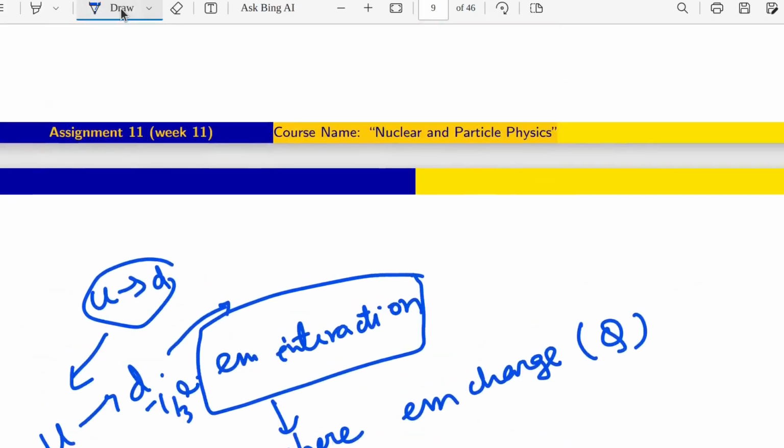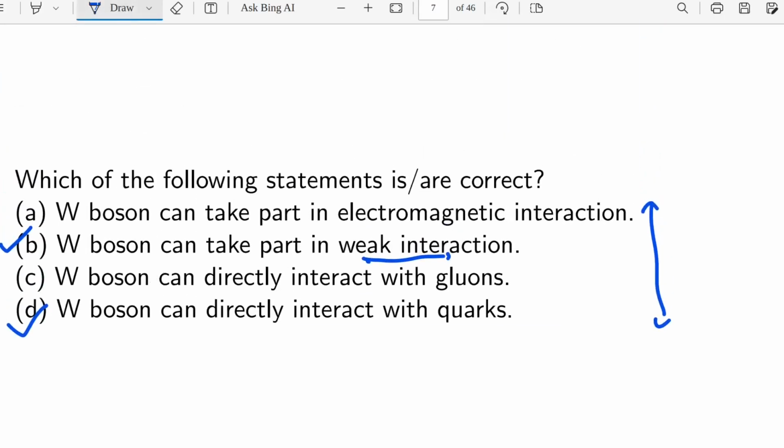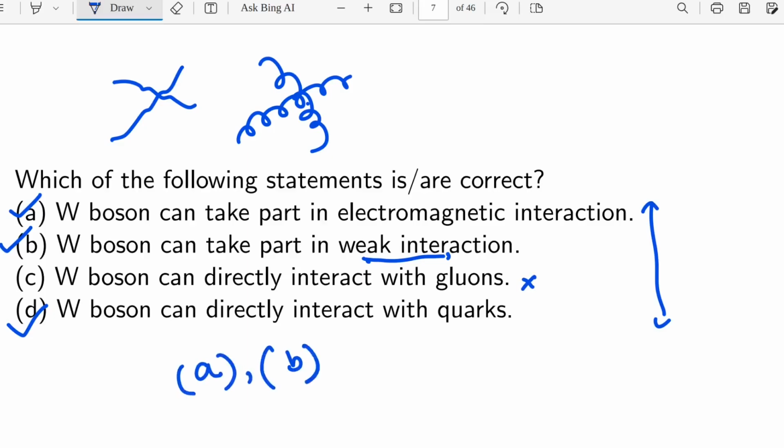Now coming to the remaining option, that is C. We have already discussed A. W boson can directly interact with gluons. That will not be possible, because the gluon is itself a mediator, and it has a property that it can interact with itself only. That means the gluon can interact with itself, but it can't interact with the W boson directly. So it will not be the correct one. So the correct options are A, B and D. These three will be the correct options for question number 2.